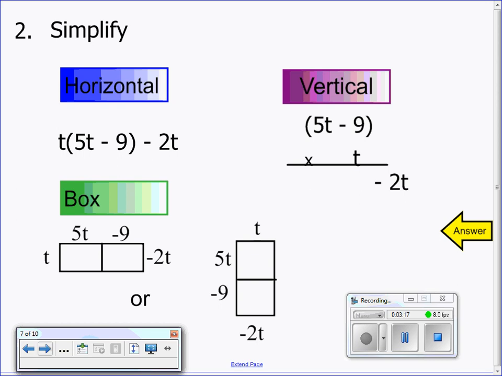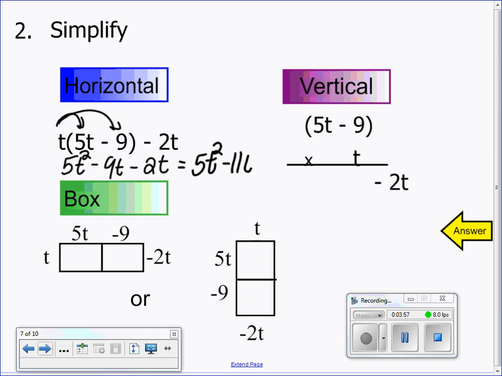So let's get another example. So number 2. We have t times the difference of 5t and 9 minus 2t. If we were going to solve this horizontally, again, we would distribute here. So we would distribute the t to both of the terms inside the parentheses. So t times 5t would be 5t squared, minus 9t, and then minus 2t. And then we would combine like terms at the end. So negative 9t minus 2t gives you negative 11t. So the answer here would be 5t squared minus 11t.